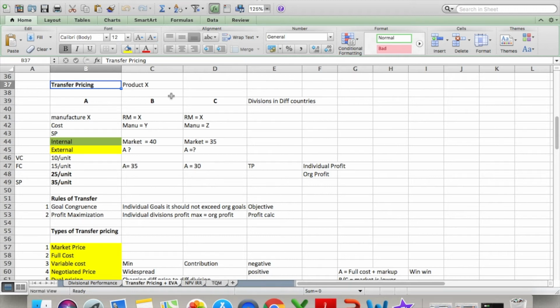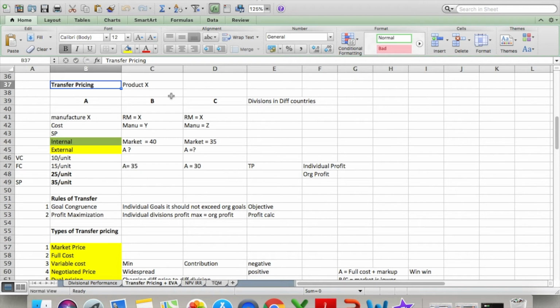So what we're going to do is look into the concept of transfer pricing, and we've already seen the concept of EVA last time. This tutorial will consist of only transfer pricing, and next time we're going to do a unique question which was given in the 2015 zone B paper, based on transfer pricing and EVA combined.